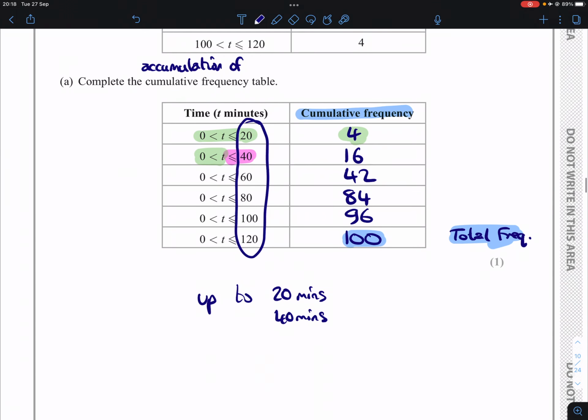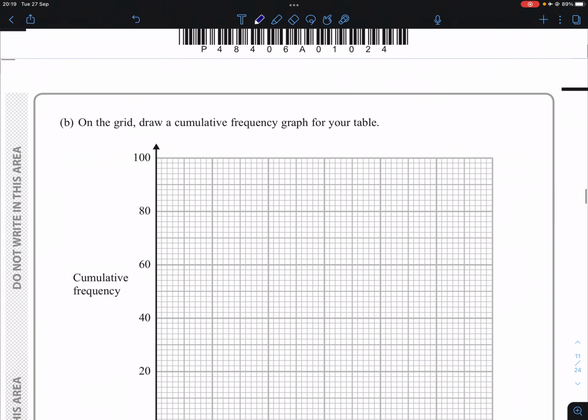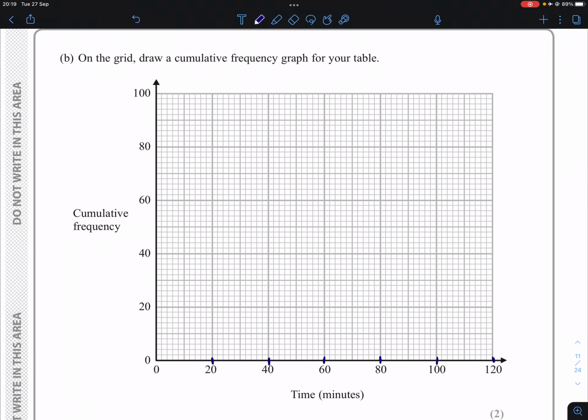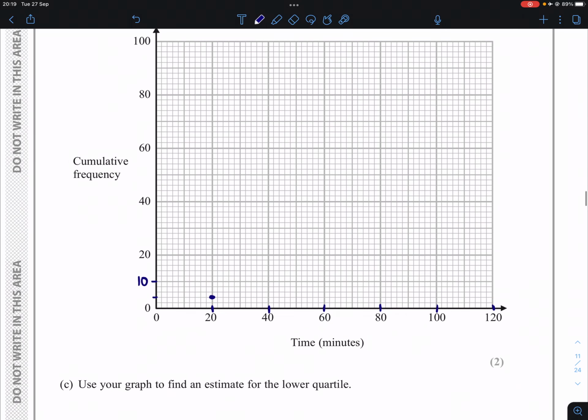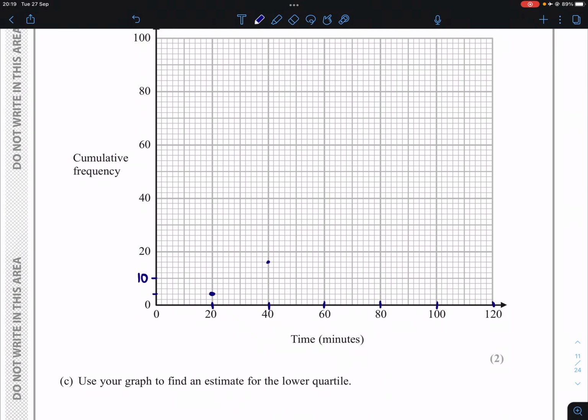Now all we've got to do is plot our y-coordinates there. So these are the x's. These here will be the y's. So we have 20, 4, which the scale here is there's 10 squares up to 20. So 5 squares up to 10, which means 4 is going to be there. So our first point, 20, 4. We then have 40, 16. Will be there.